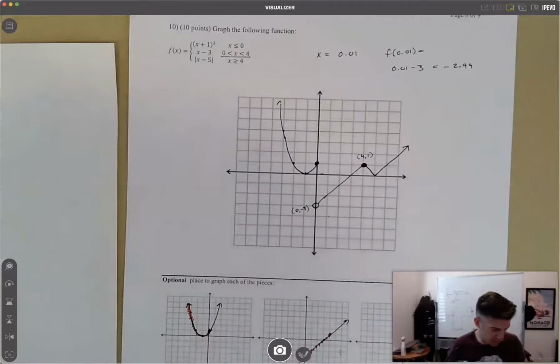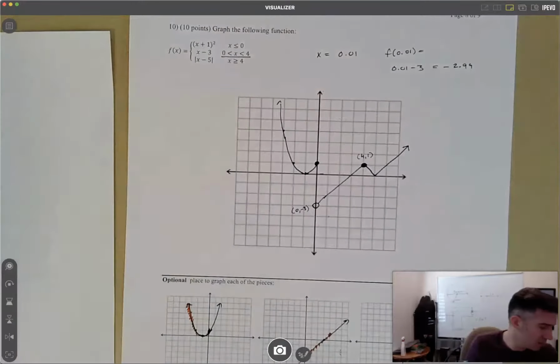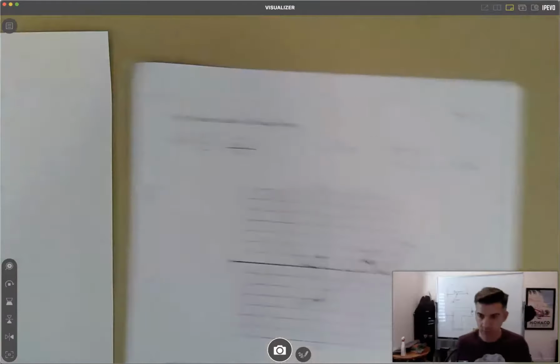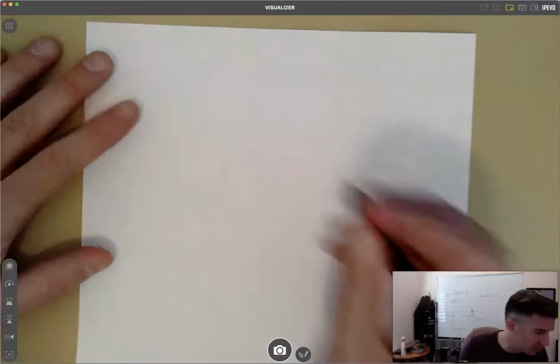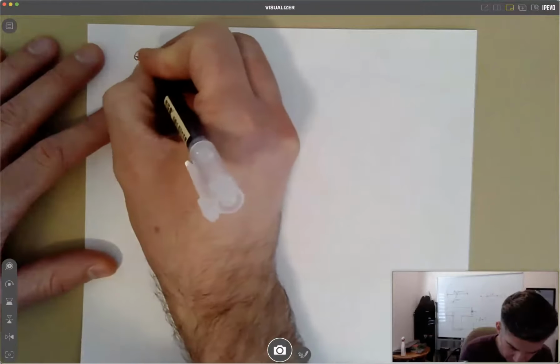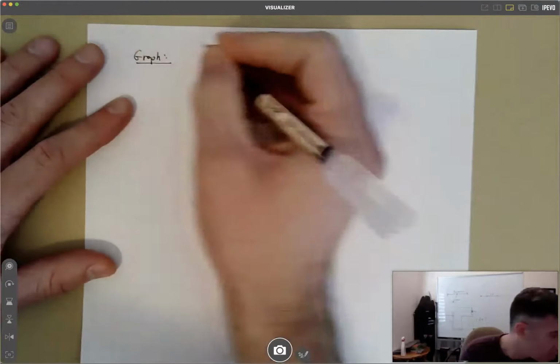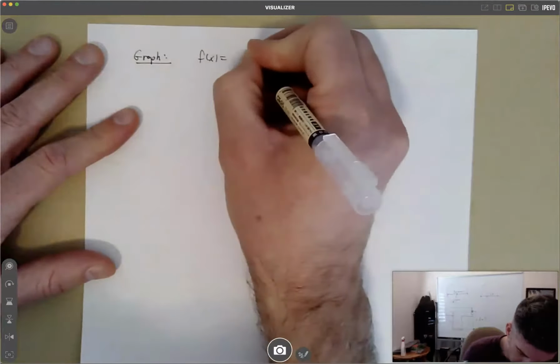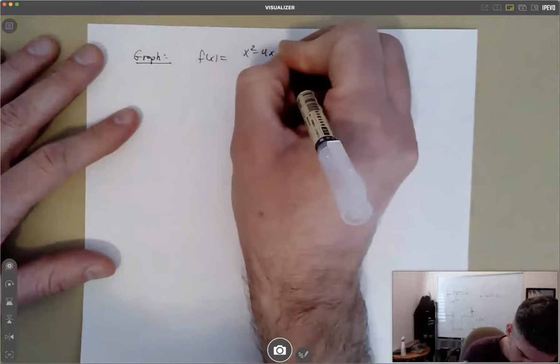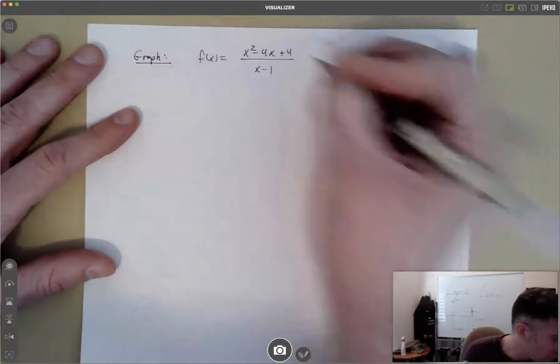Okay, let's look at the last question here, which is an extra credit question. We're graphing the following. It's going to have a slant asymptote. So we're going to graph, what do we got here? f of x equal to x squared minus 4x plus 4 over x minus 1.